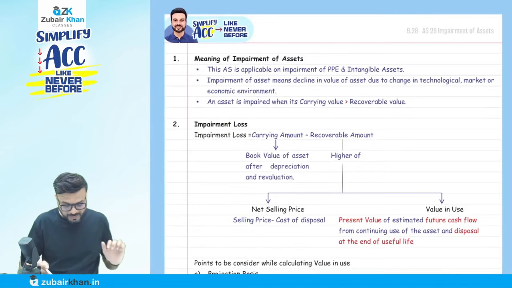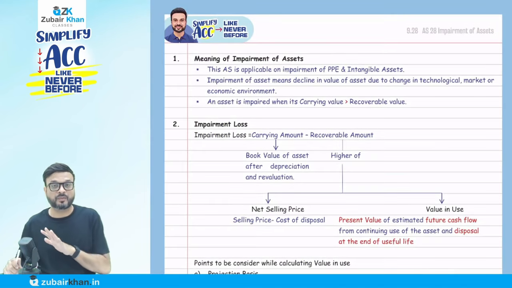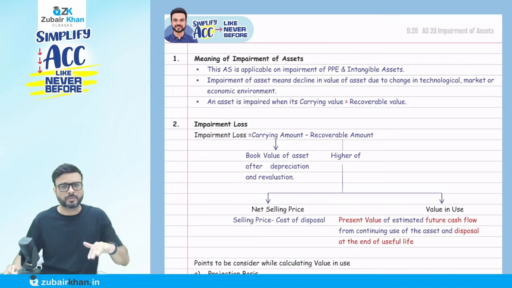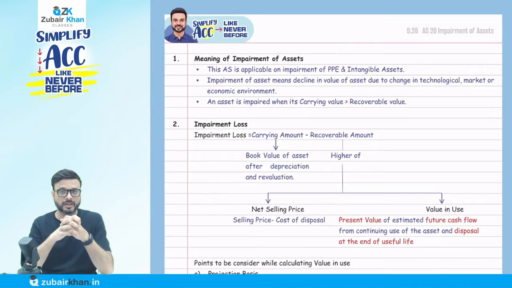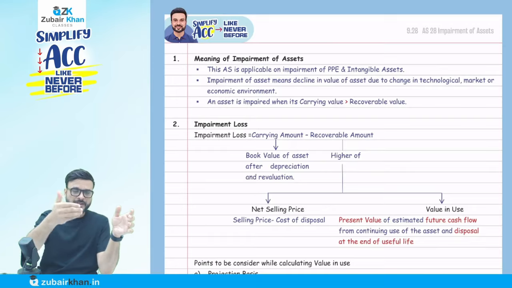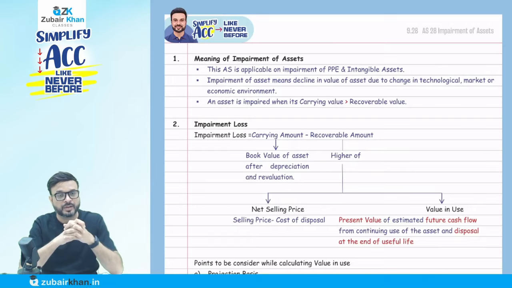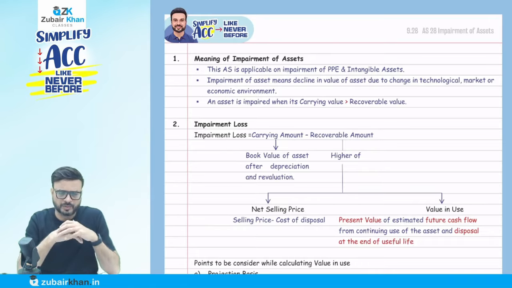So first, what is this impairment of asset? Try to understand not just the formula, but the logic behind it. When we see a balance sheet, there are so many assets: property, plant, and equipment, intangible assets. We depreciate PPE as per accounting standard 10, correct? But at certain times the value of an asset goes down beyond the reason of depreciation. You ask, what does it mean, sir? Let me give an example.